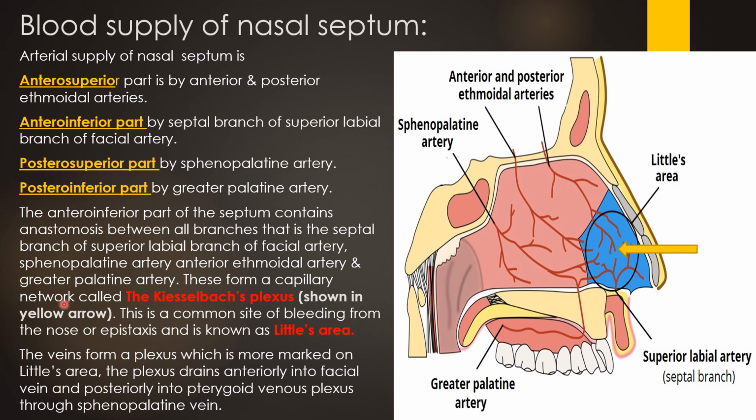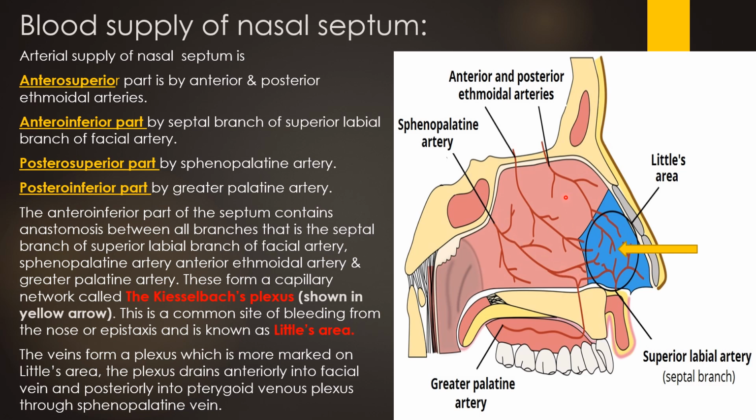For the arterial supply of the nasal septum, we have divided the nasal septum arbitrarily into four parts: the anterior superior part, the posterior superior part, the posterior inferior part, and the anterior inferior part. By an imaginary oblique line, we divide it into the four parts: anterior superior, anterior inferior, posterior superior, and posterior inferior.